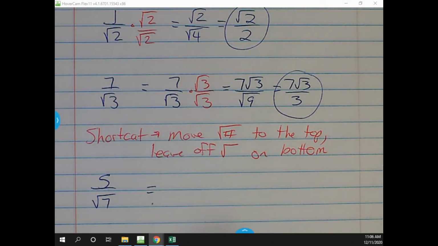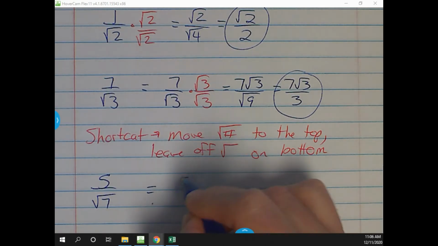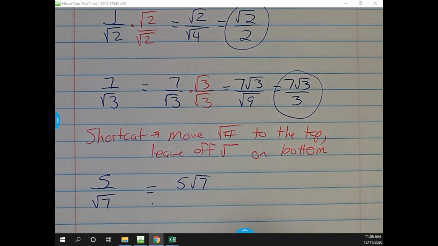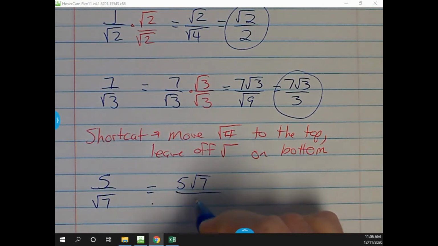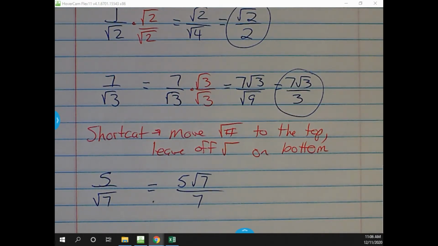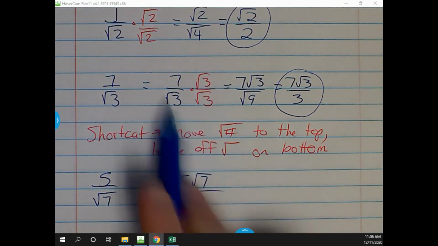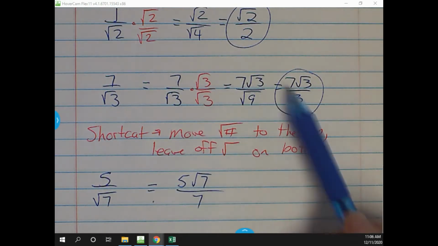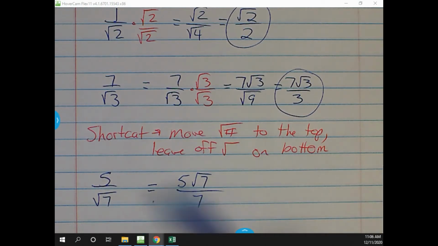If we do the shortcut, again, we're going to move the square root from the bottom to the top. And on the bottom, you just leave off the square root and give me just the number. So it's 5 square root of 7 over 7. And most people go, okay, I kind of like that, because if you do it that way, you don't really have to do any math. But really, when we do this, that's all we're doing. We're moving the square root from the bottom to the top, and on the bottom, you just leave off the square root. Just give me the number.